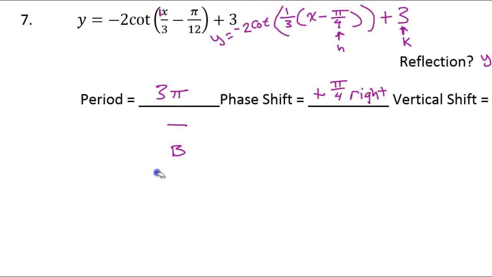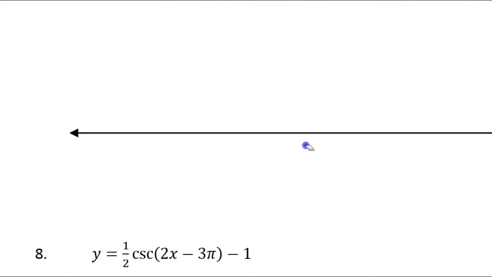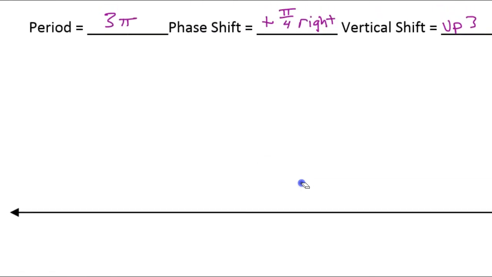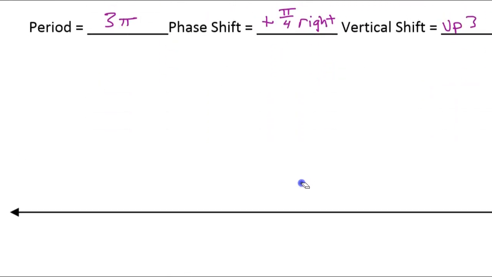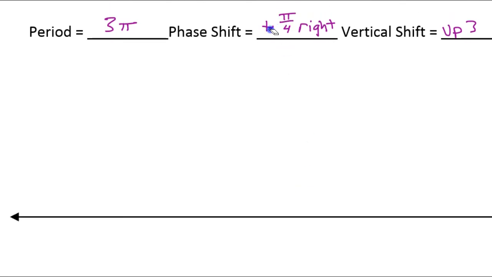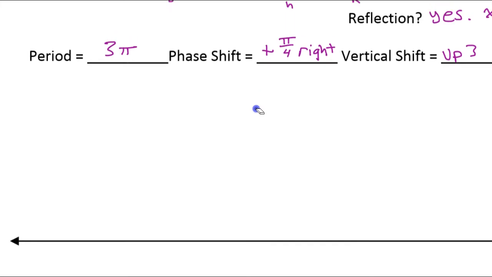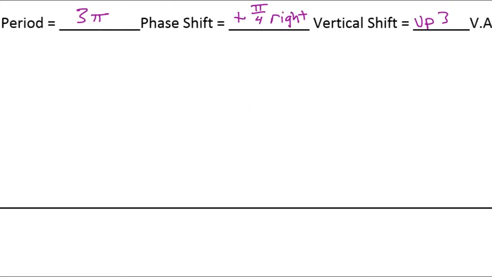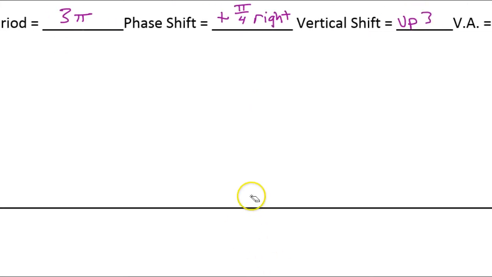All right, speaking of graph, let's do this. Whenever there's a phase shift, I like to start with the phase shift. This is up 3. I'm just seeing how much space I'm going to need. So I have a phase shift of positive pi over 4. Normally with tangent and cotangent, I put 0 right in the middle of my graph.